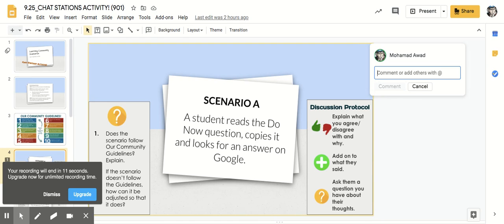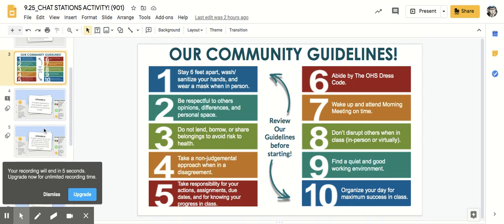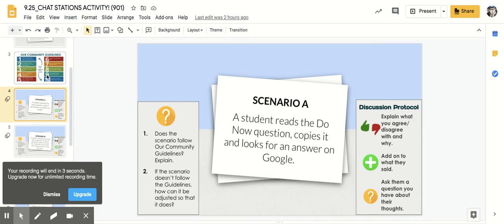And that is it. I want you to interact with as many of your peers as possible, but stick to the protocol and refer to the guidelines.